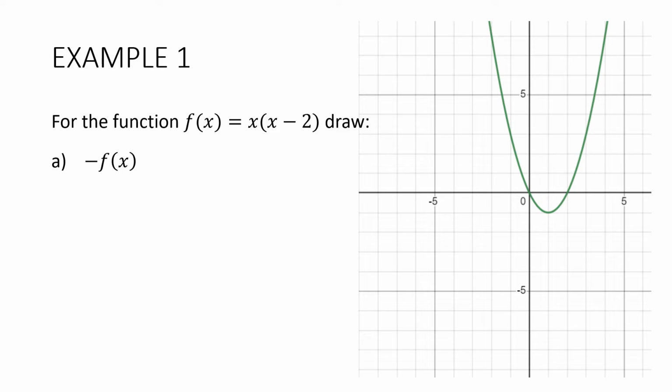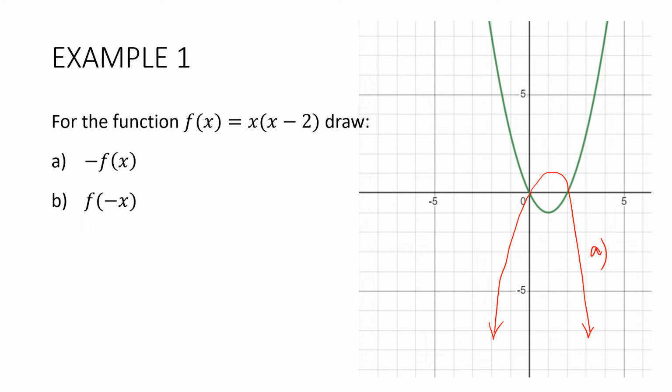Okay, let's look at a couple of examples. For the function f of x is equal to x multiplied by x minus 2 in brackets, draw negative f of x. Okay, so this is a reflection in the x-axis. We're just going to flip that graph upside down, and it's going to look like this. So that's the answer to A.